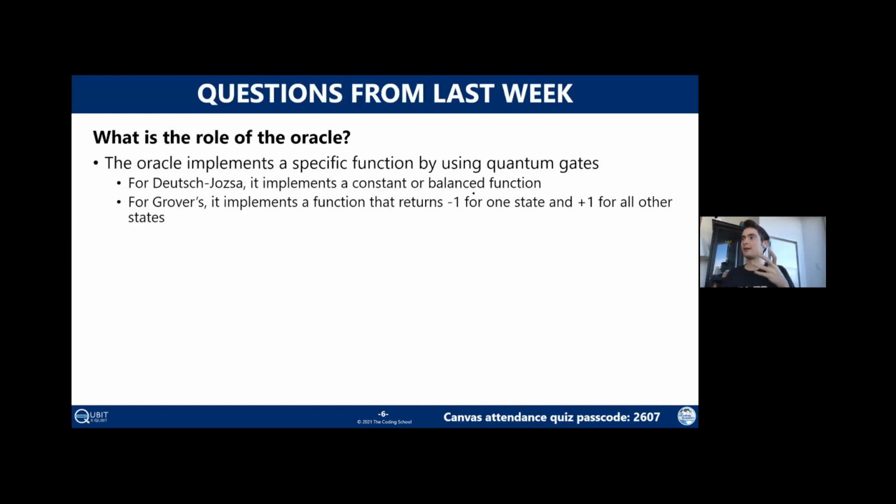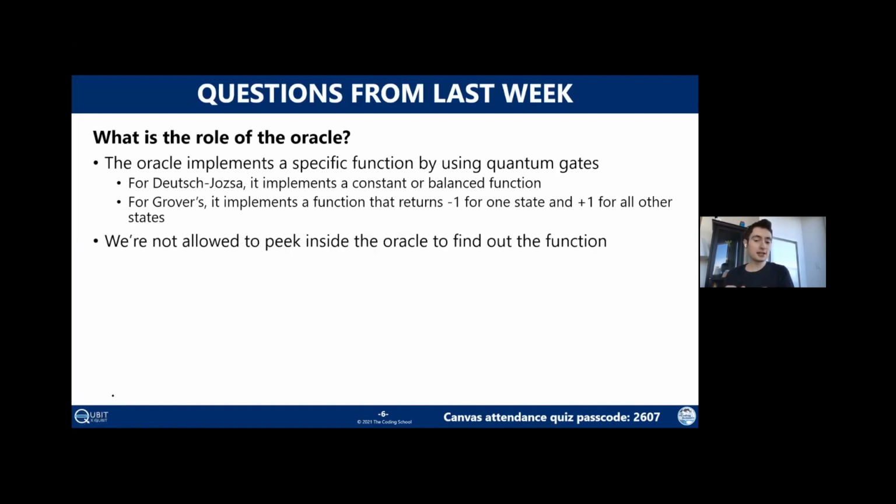There are a few other characteristics that are usually associated with them. The first one is that we're usually not allowed to peek inside the oracle to find out what the function actually is. For example, if I have a function like f(x) = x², that's a perfectly usual function. And when I'm looking at the function definition, that's what we mean by looking inside of it.